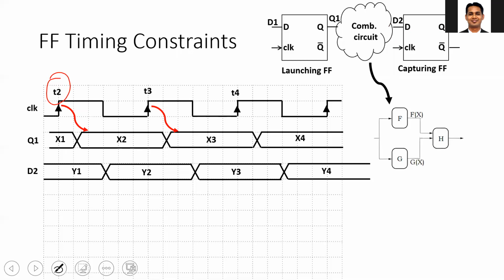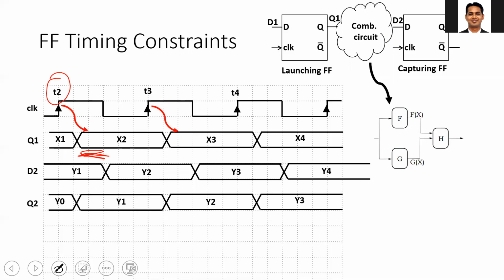Then the output of the launching flip-flop is processed by the combinational circuit to produce the output Y2, and this is nothing but the combinational circuit delay. This output is then captured by the capturing flip-flop at the next clock edge, which is T3, and it is passed to the output after the corresponding clock to output delay.